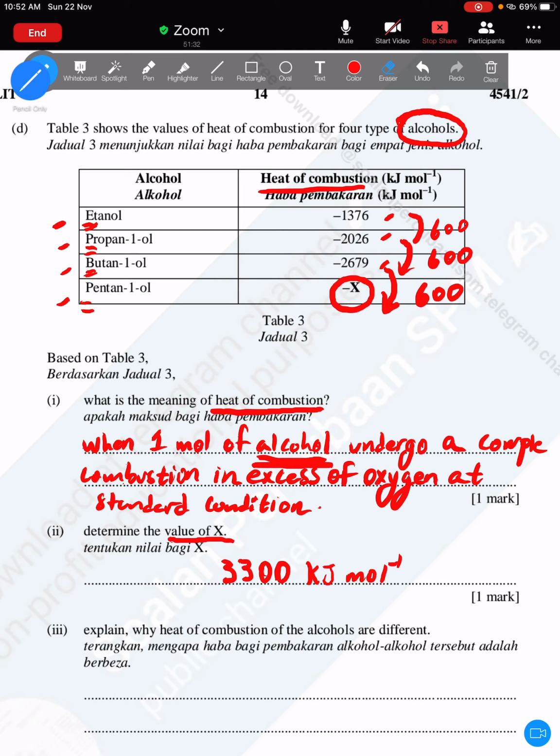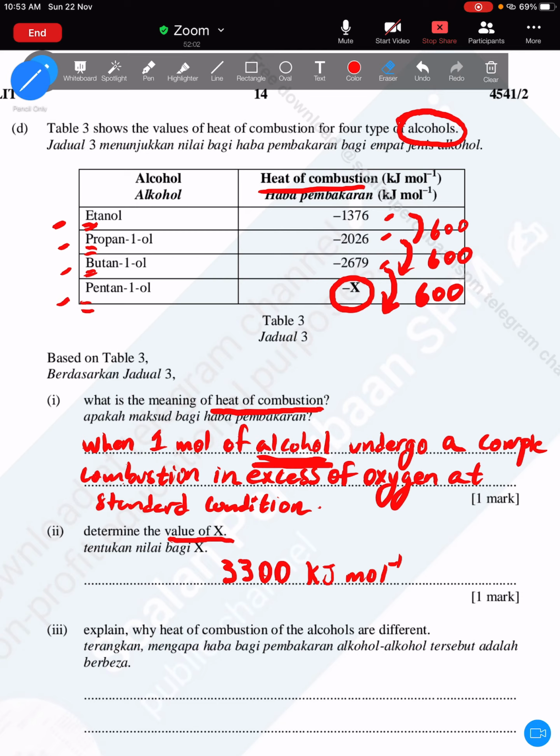Okay, next one. Explain why the heat of combustion of alcohols are different. Of course lah, tadi saya dah bagi dah jawapan. I have given the answer at the very beginning. What caused the changes in the value? Please let me know. Very good. That is the first answer.